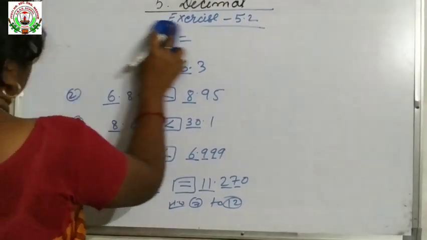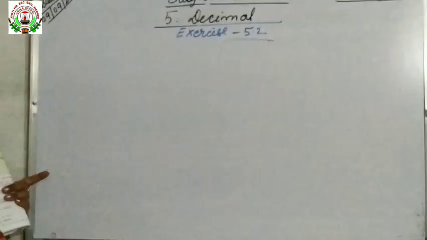Now see the decimals in ascending order. Now we will see the ascending order.